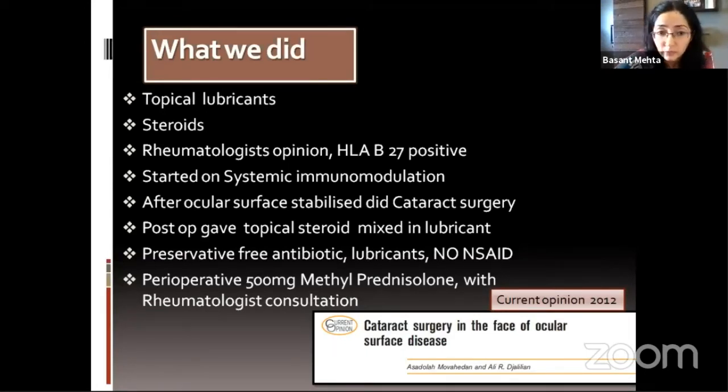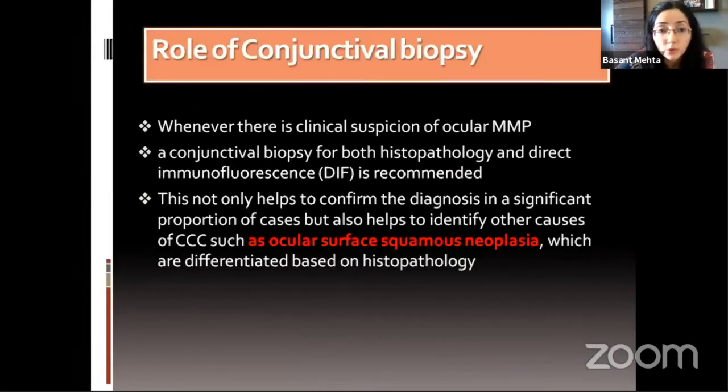Only HLA-B27 was positive. We started her on systemic immunomodulation. After the ocular surface stabilized, which took nearly 3 to 4 months, we did the cataract surgery. We gave her post-op topical steroids mixed in lubricants, gave her preservative-free antibiotic, did not give her any topical NSAID, and perioperatively gave her IV methylprednisolone.